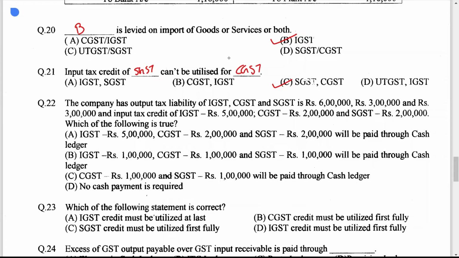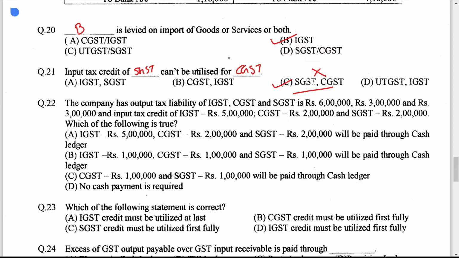Like IGST credit can be utilized against SGST, CGST credit can be utilized against IGST, and UTGST credit can be utilized against IGST. But this is not possible. Cross utilization is not possible. So that is why this is the wrong statement, and that is why this will become your right answer, because the question is asked in a different way.